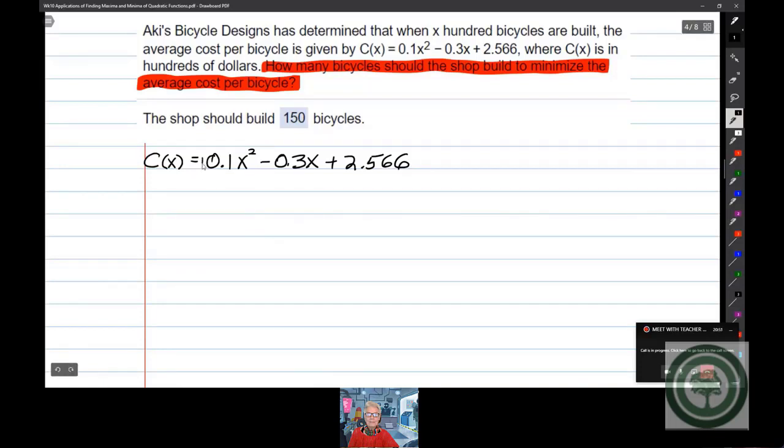This leading term is positive. Therefore, when it's graphed, it will be a cupped up parabola. Not drawn terribly well because I drew it. But here's the vertex. We'll make it a really big vertex. Here's the vertex, H, K. Since it's the lowest point on the parabola, it's going to be a minimum point, and K is going to be the minimum cost. But that's not what's being asked. We're not being asked, what is the minimum cost? No, no. We are being asked, how many bicycles should Aki make? That's H.